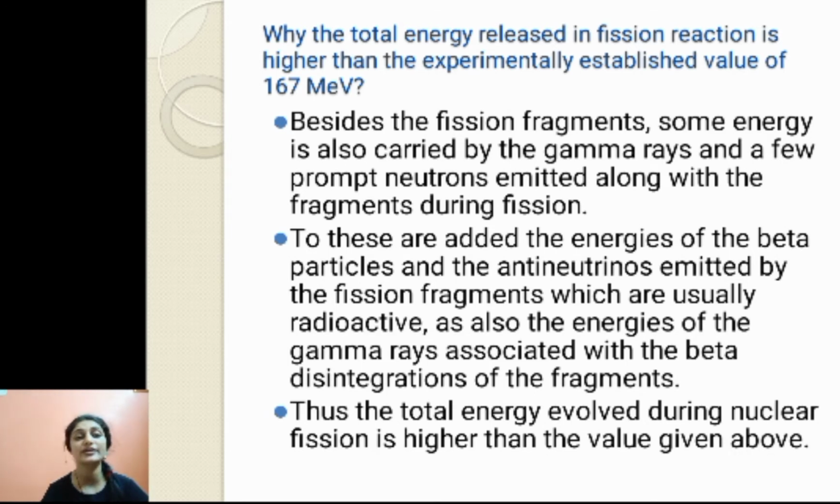To these are added the energies of the beta particles, because the fission fragments which are emitted are neutron rich, so they undergo beta activity. Whenever a beta particle is emitted, it is always associated with an antineutrino. We haven't taken into consideration the energy of the beta particle and antineutrino in the 167 MeV. So the total energy evolved during nuclear fission is higher than the value given above.